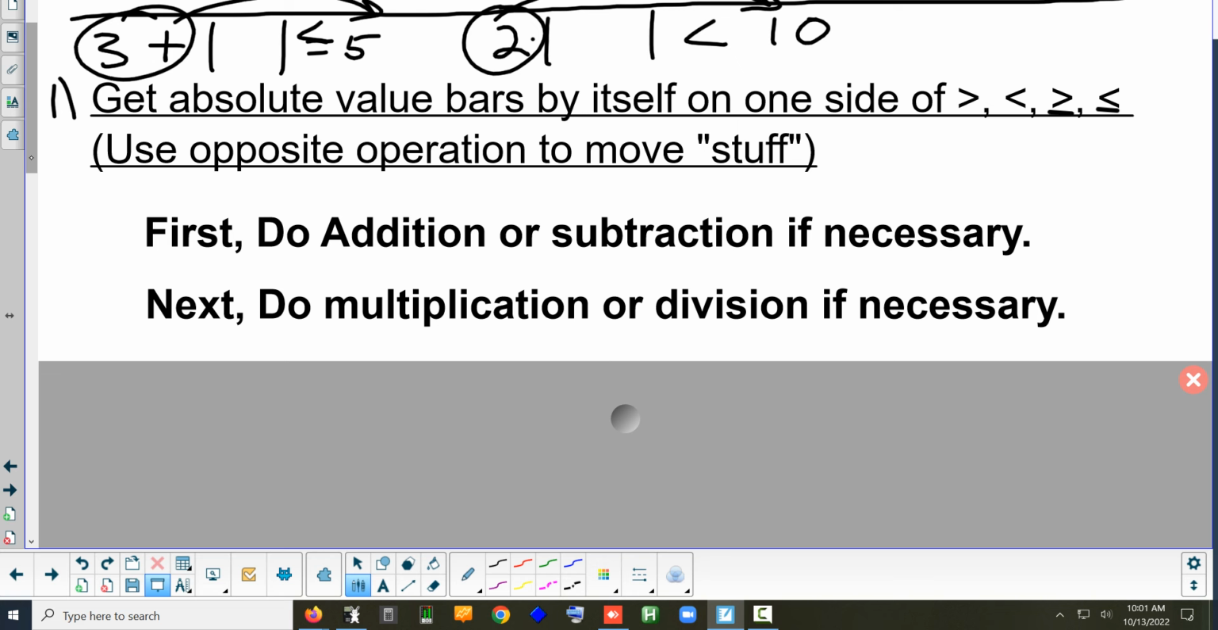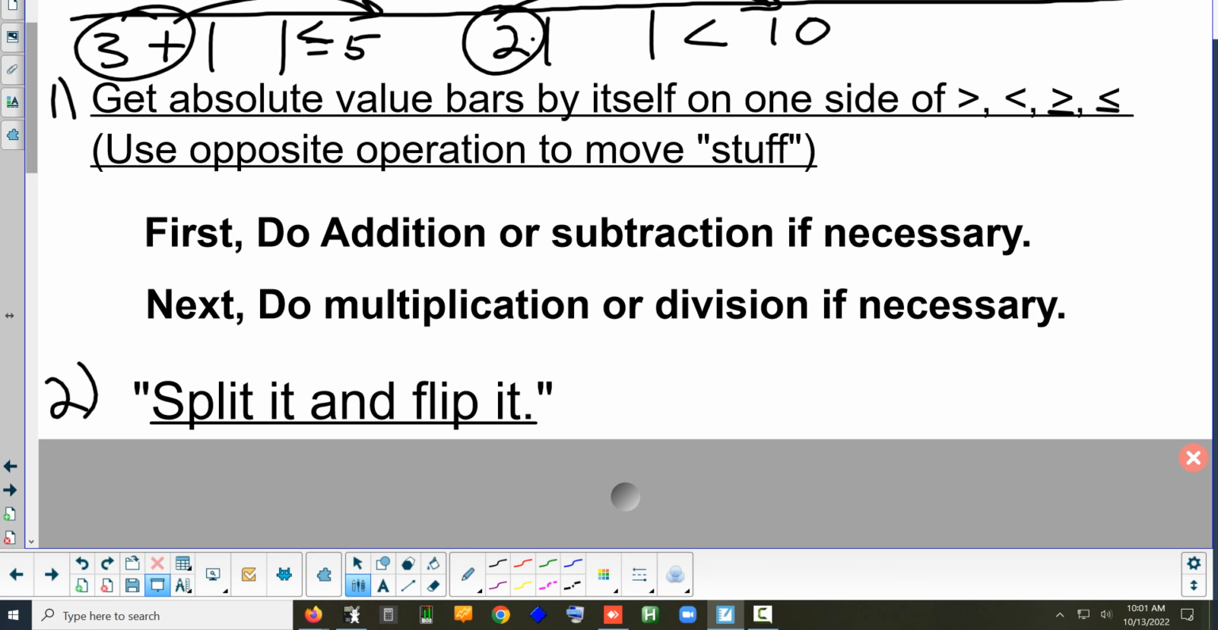So that's step 1. Again, reminder, you might not always have to do step 1. That might already be done for you. So step 2, we're going to split it and flip it. Split and flip. All right, so hopefully maybe you can remember it that way. Split and flip. Those are the 2 things we have to do.